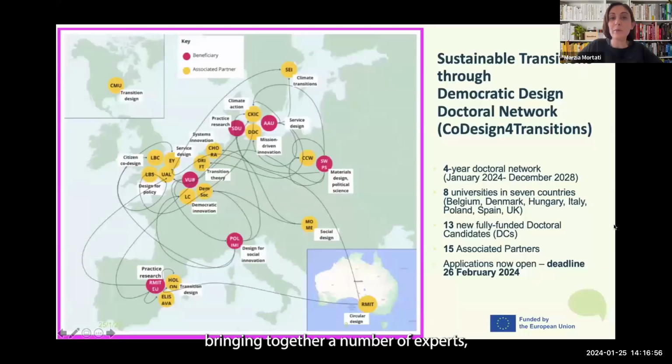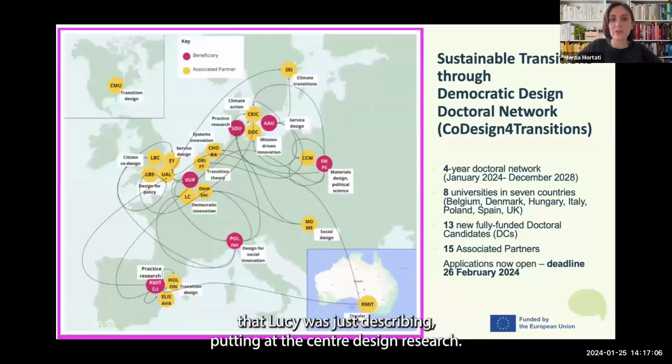that is bringing together a number of experts, organizations, actually all over the world, not only in Europe, to work exactly on the topics that Lucy was just describing, putting at the center design research. So as you can see, there is a big concentration of partners in Europe, but also we are touching USA and Australia. And we are very proud of being able to pull together this amazing network that will support these 13 candidates that we have to advertise for.